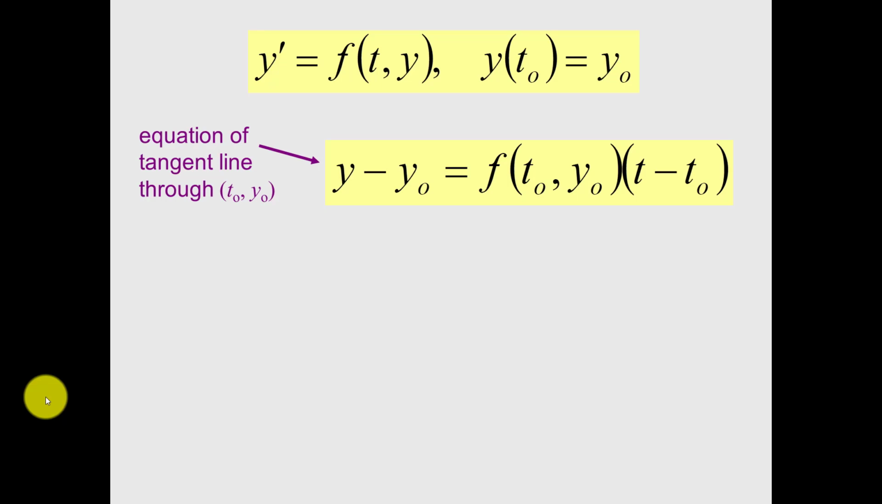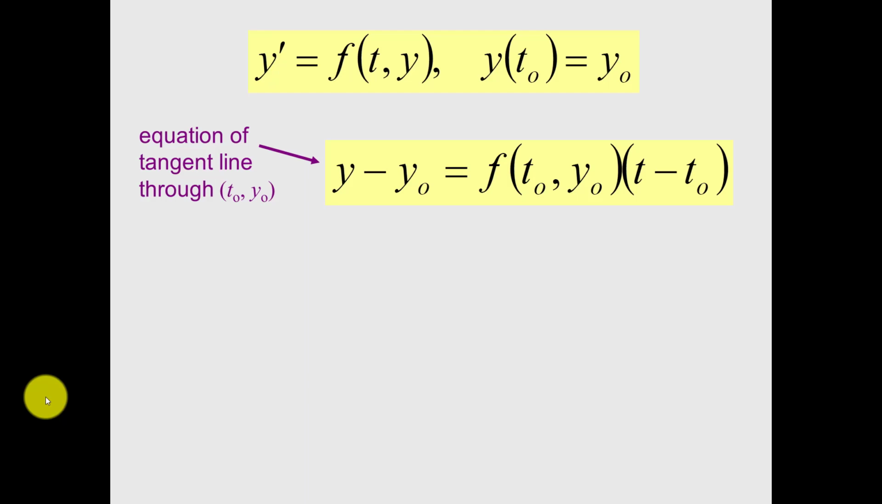So this would give us the equation of the line, and then we could follow that line to get a next point. Now what we're going to want to do then, when we get that out, is find a new point which will be t1, y1.